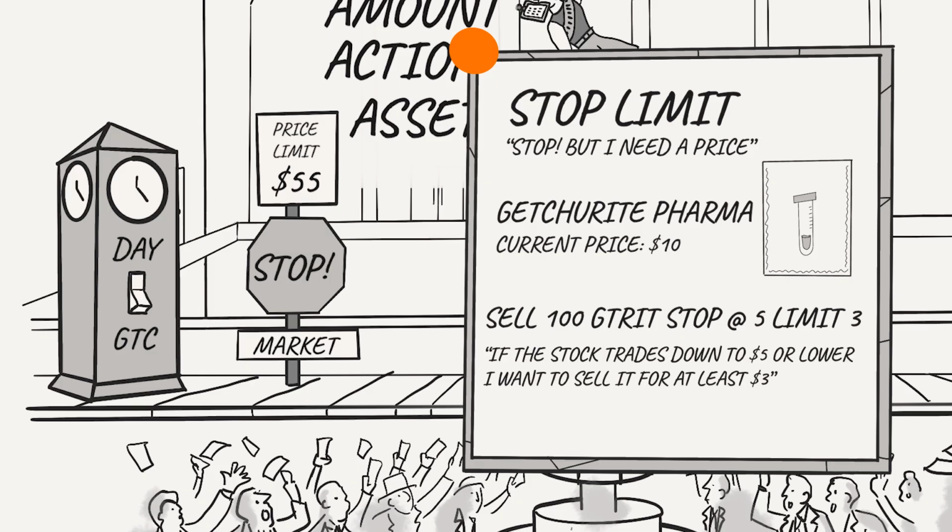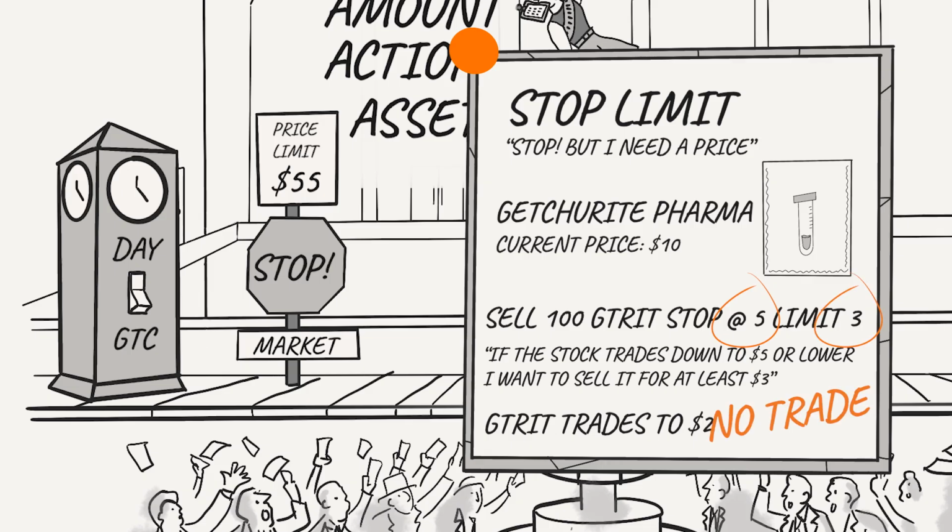What am I saying there? Well, the stock trades down to $5. I want to sell it for at least $3. So let's say the stock trades down to $4. That would trigger my $5 stop, and the $4 is above the $3 limit that I put on, so it would sell for $4. But what if the rejection comes out and it crashes all the way down to $2? The $5 stop would trigger, but I need at least $3 for my shares, or I'd rather just keep them.